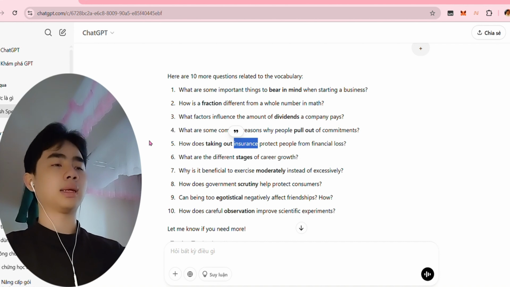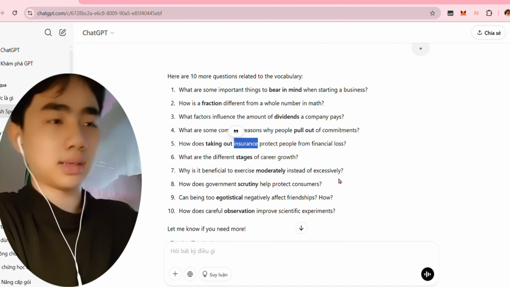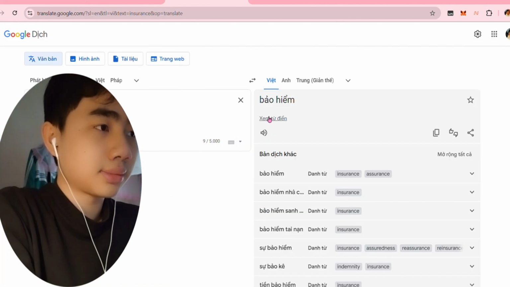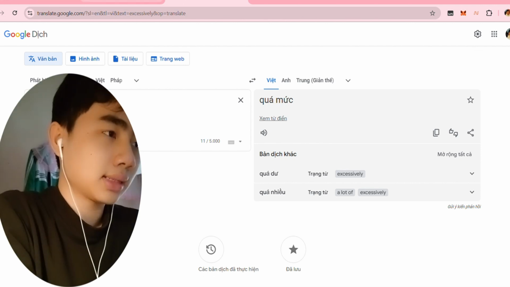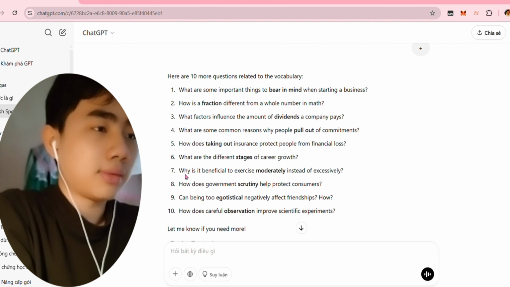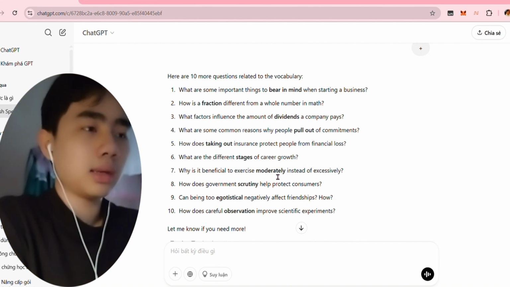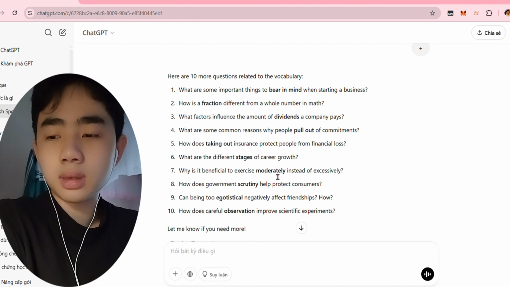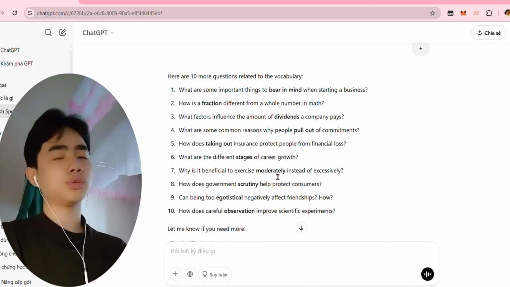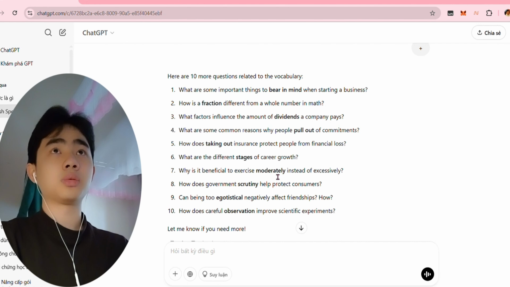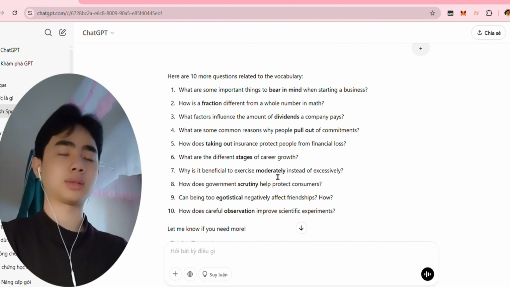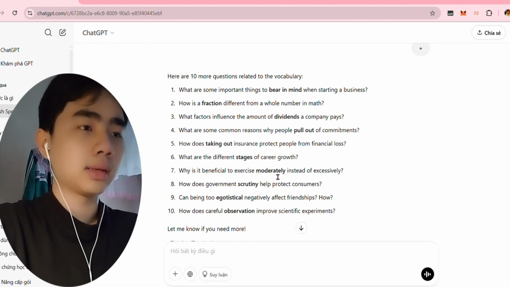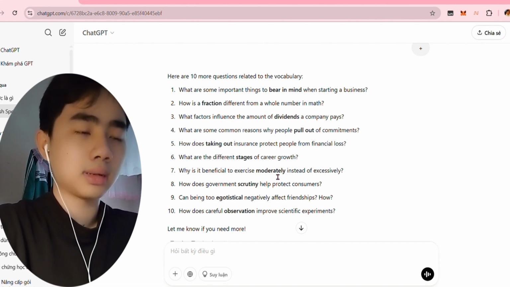So number 7, why is it beneficial to exercise moderately instead of excessively? Once again, I don't know what excessively means. Okay, so why is it beneficial to exercise moderately instead of excessively? Exercising moderately will make you feel better, but if you do it excessively, you will lose a lot of energy, and maybe you will get an energy crash, and this will impact your life. It can make you die. So that is why exercising moderately is beneficial.